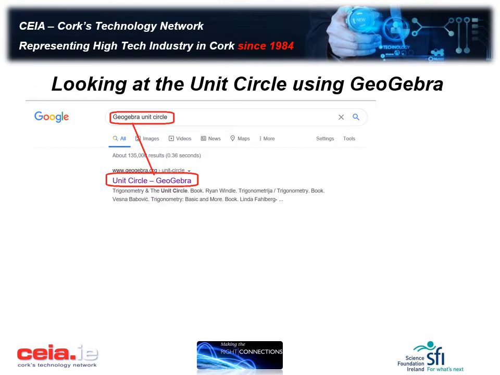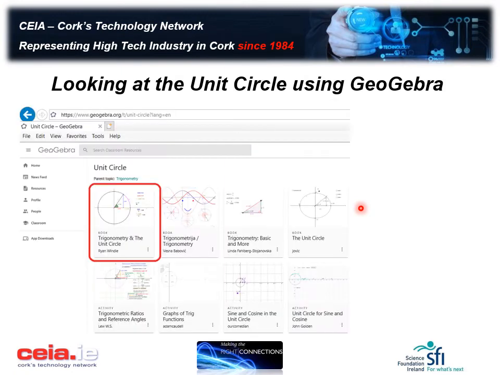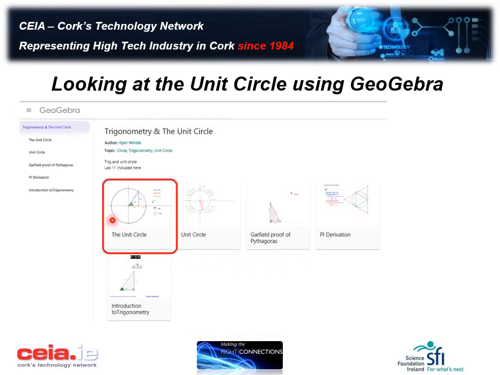Okay, so we want to look for GeoGebra lessons relating to the unit circle, so I'm just going to Google GeoGebra unit circle and pick up the first link, which is actually from the GeoGebra org itself, unit circle GeoGebra. Okay, and it gives us a load of different books all relating to the topic of the unit circle within GeoGebra. I'm just going to pick the first one, Trigonometry and the unit circle. And within that, then I have 5, I suppose, lessons. And I'm going to pick the first one in the corner.